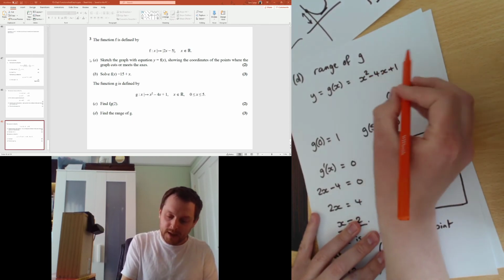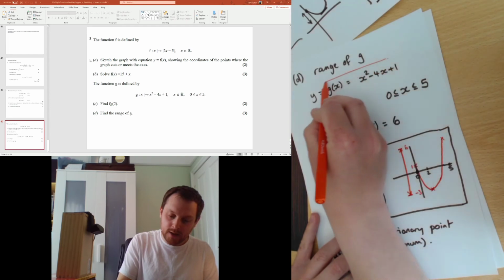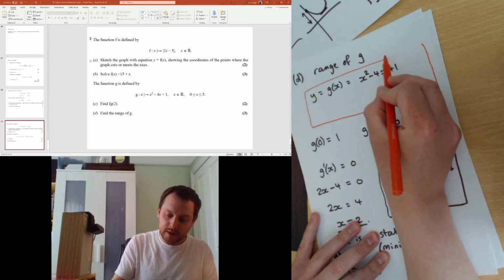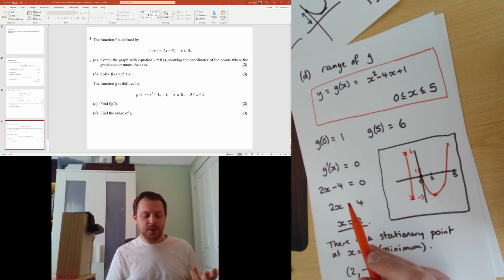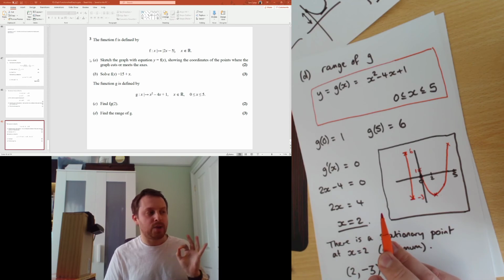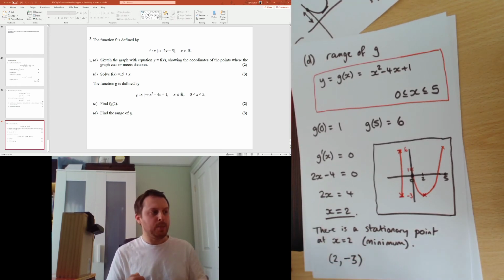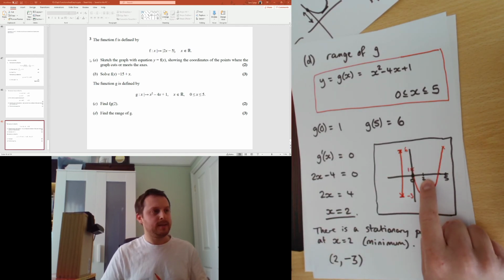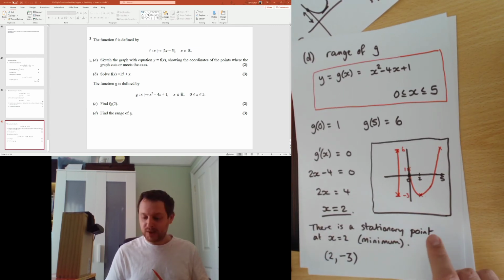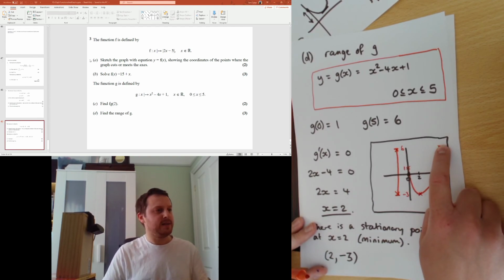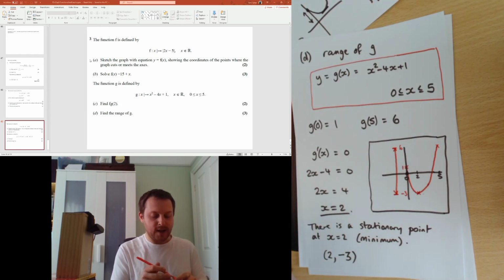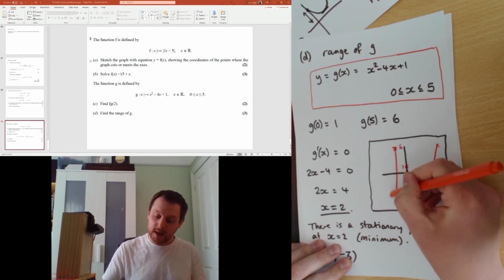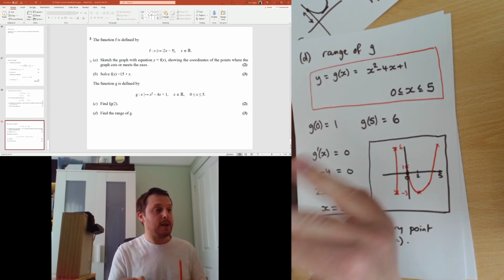With this setup here, let me put an orange box around it. With that setup there, you can get any value out that is between -3 and 6. If you want to get -3, you put in 2. If you want to get 6, you put in 5. If you want to get 1, you put in 0. And then the rest you'd have to work out. But you can see that the range must be -3 to 6.